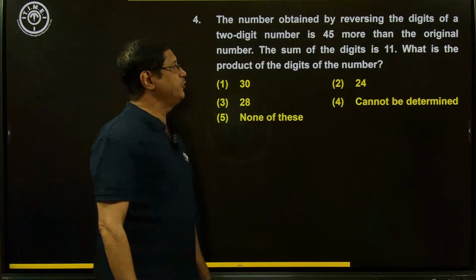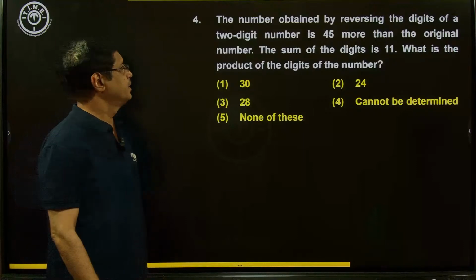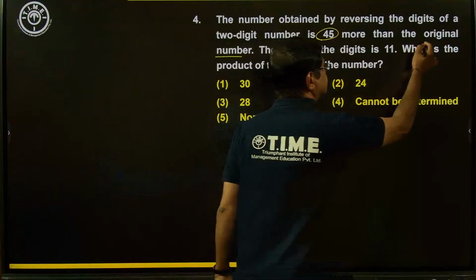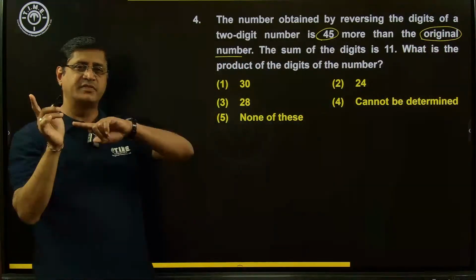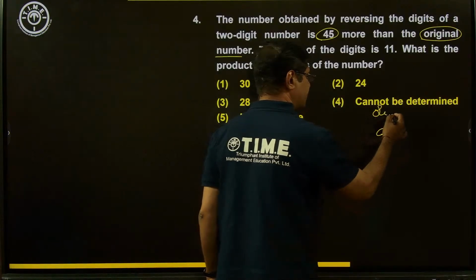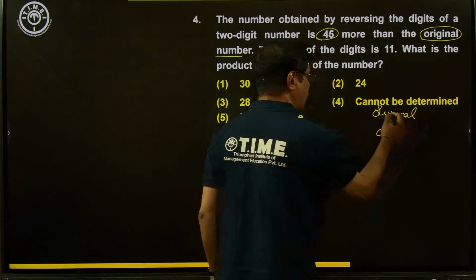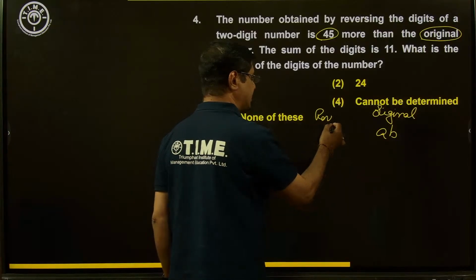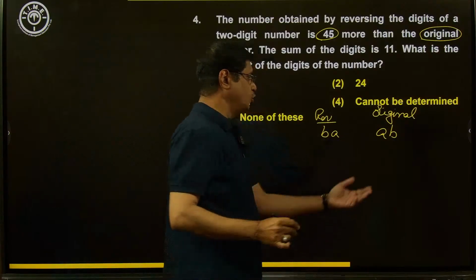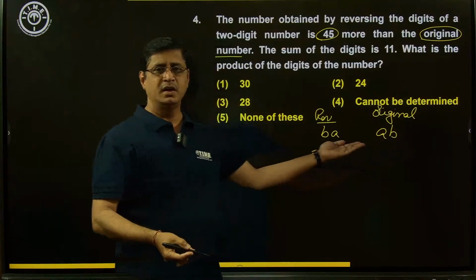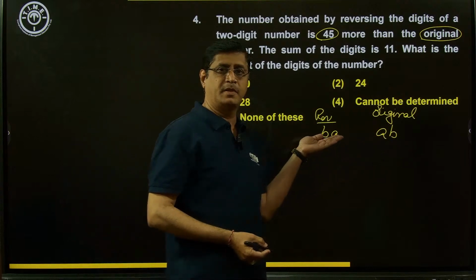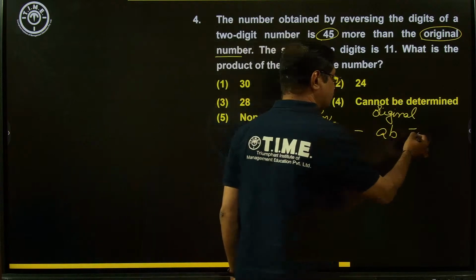The number obtained by reversing the digits of a 2-digit number is 45 more than the original number. So which number is more? The reverse of the number. What is the original number? I am taking AB as my original number. What is the reverse of the number? When the digits interchange positions, it becomes BA. The numerical value of AB is 10A plus B, and of BA is 10B plus A. The difference of these two is given here as 45.